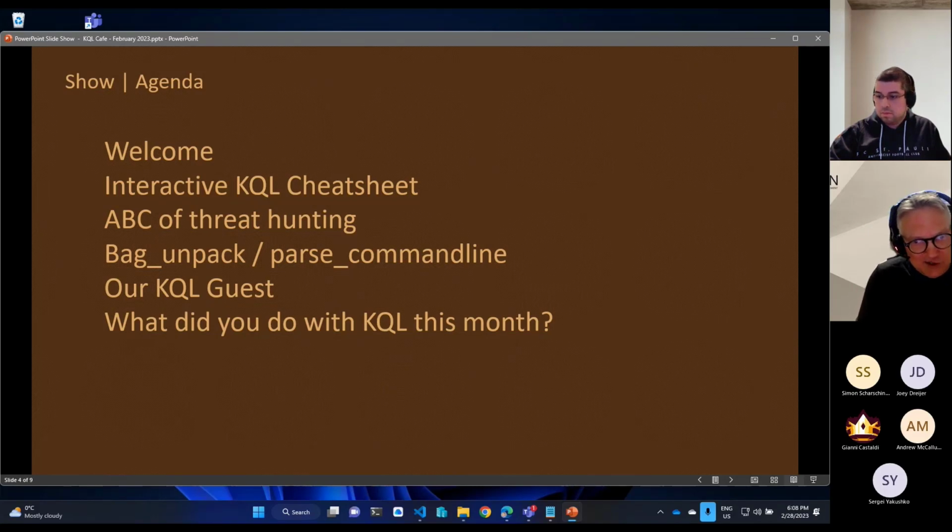So the agenda: I'd like to briefly mention the interactive KQL cheat sheet that came across last week. I want to highlight the ABC of threat hunting documentation that Microsoft recently published because I found something cool in that document. And then briefly talk about my personal experiences with the bag_unpack KQL function as well as, promised last time, the parse_command_line.